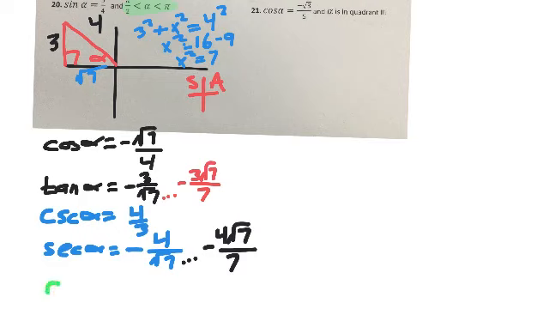And then cotangent, okay, because tangent was negative, cotangent's also negative. And then it's just going to be the reciprocal. So I'm going to flip this one before I rationalized it. So it's going to be negative radical 7 over 3.